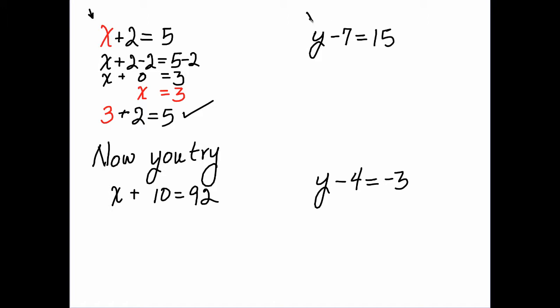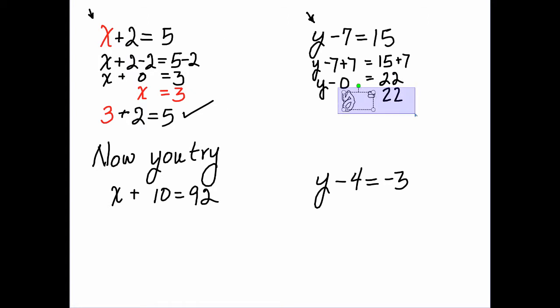If you take a look at the next one over here, y minus 7 equals 15. In this one, subtracting from both sides won't work, but adding will. If we add 7 to each side, we'll remove the 7 from the left-hand side, leaving just y. That means isolating y. And on the right-hand side, we'll have the solution. So we'll add 7 to each side, and we get y equals 22. And now we check the solution by substituting 22 for y into the equation. 22 minus 7 equals 15, and that's true.